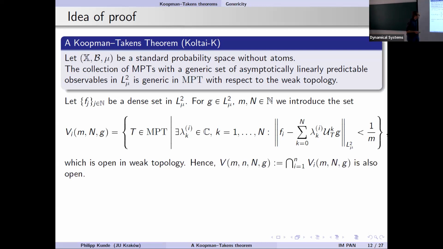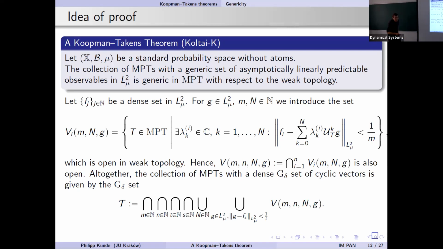The next step is that we take the intersection over the first n elements in our sequence. So now those are the transformations where, for the first n entries in our countable collection, we get the approximation by the span of the iterates of g. To check that this is an open neighborhood, we use an equivalent characterization of the weak topology: closeness in the weak topology also refers to closeness in the strong operator topology.